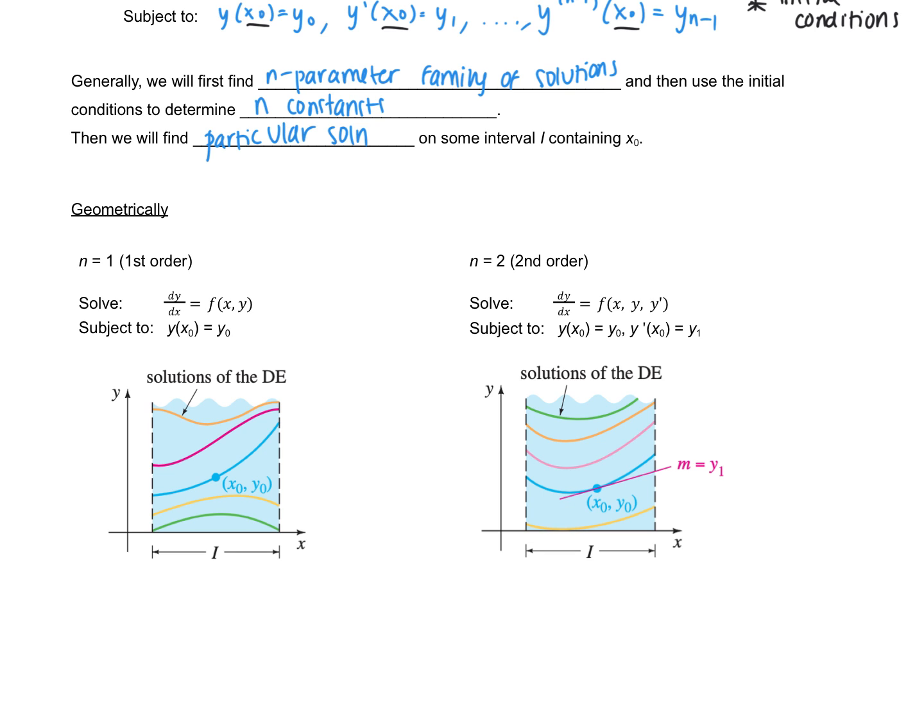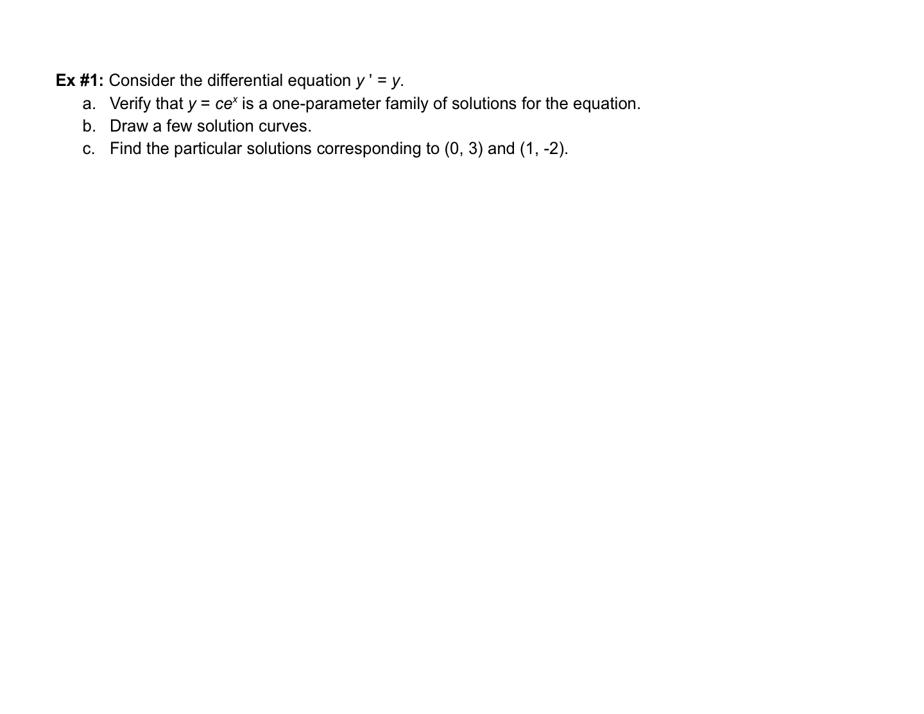Okay, so let's take a look at the first example, where we can see a little bit more of this hands-on. We're going to consider the differential equation y prime is equal to y. In part A, we are going to verify that y equals c e to the x is a one parameter family of solutions for the equation. So that's what we're going to start with. First thing that we notice is that this is a first order equation, and so we're going to have only one parameter, which is that c.